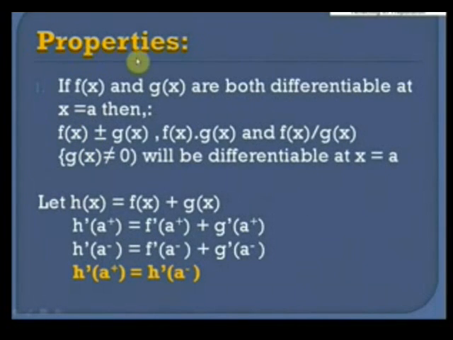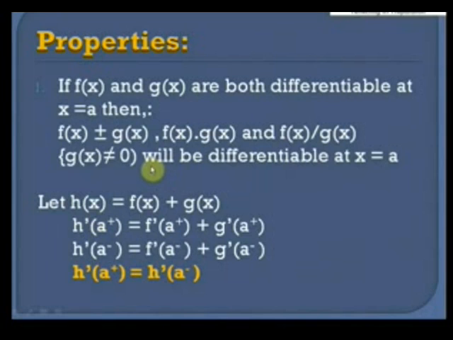Now let us look at the properties of differentiable functions. The first is, if f(x) and g(x) are both differentiable at the point x equal to a, then f(x) plus or minus g(x), f(x) times g(x), and f(x) by g(x) when g(x) is not equal to 0 will be differentiable at the point x equal to a. So it says that if f(x) and g(x) both are differentiable functions at x equal to a, then the sum, the product, or the division of f(x) by g(x) when g(x) is not equal to 0 will also be differentiable at the point x equal to a.